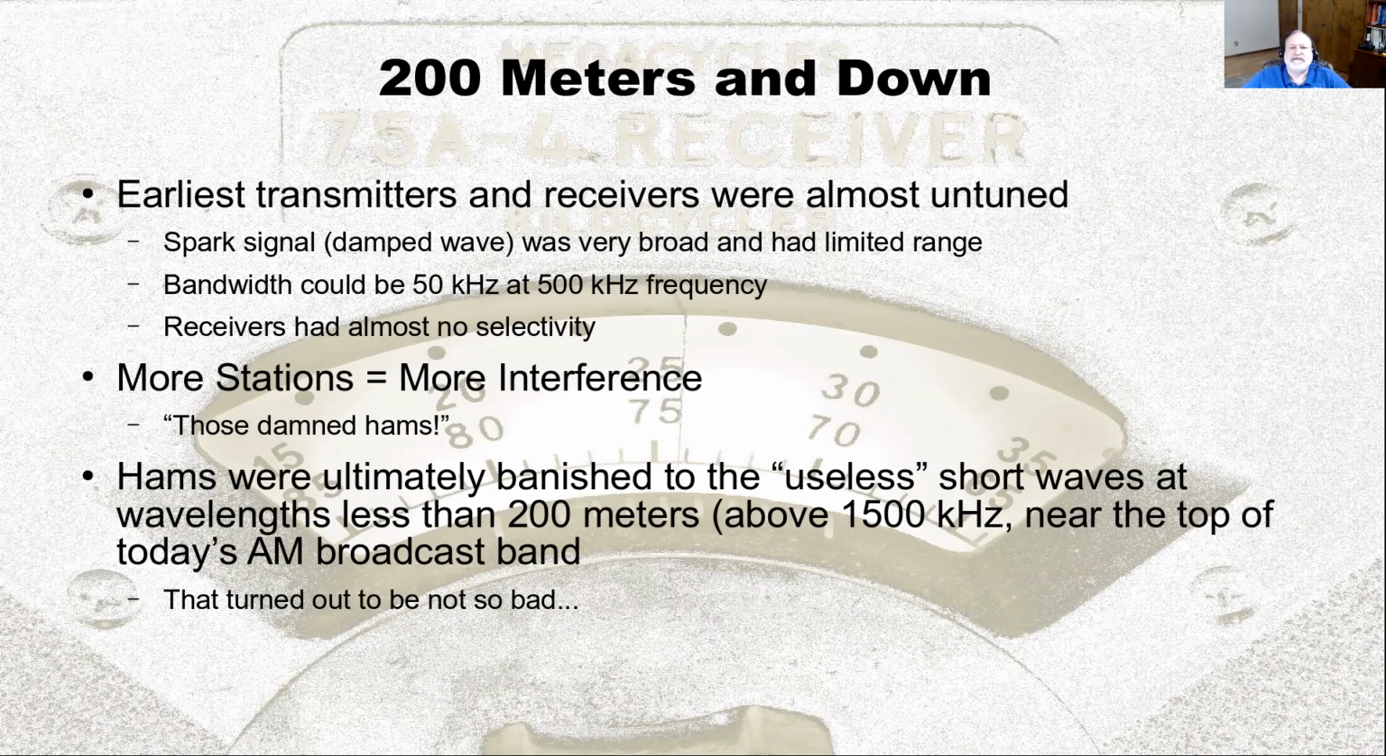As more stations came on the air due to commercial operators and ship to shore, and of course hams, and there was no regulation at all, there was more and more interference. And who got blamed for the interference? Of course, it was the hams. So when regulation ultimately came along, hams were banished to what was then thought the useless short waves at wavelengths less than about 200 meters, which is above 1500 kilohertz, near the top of today's AM broadcast band. Well, that turned out to be not so bad because those useless short waves weren't all that useless after all. But that's a story for another day.